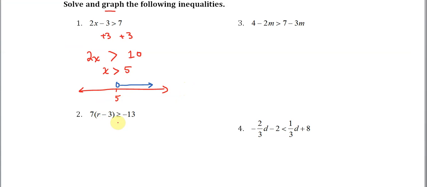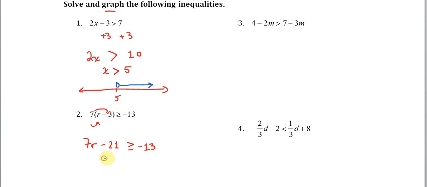Let's do number 2 here. 7 times quantity r minus 3 is greater than or equal to negative 13. So here, there's a couple steps. We're going to use the distributive property, multiply 7 by r, so we get 7r, and then multiply 7 by negative 3, so we get negative 21, is greater than or equal to negative 13.